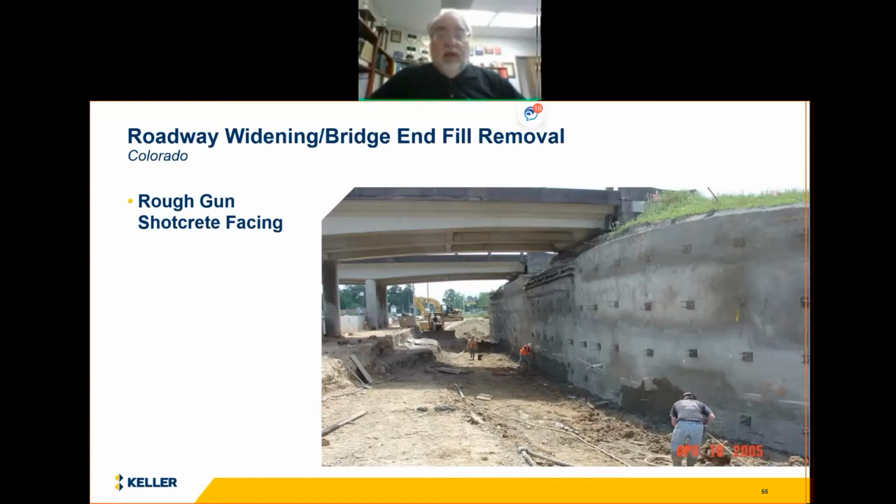There's a project in Colorado where they've removed the infill at a bridge so they can add a lane at that location, actually widen the road without having to do a big revision on the bridge. So this is soil nailing here on the right with what we call a rough gun finish. This will get a cast in place concrete finish in the end, which is pretty common in DOT projects.